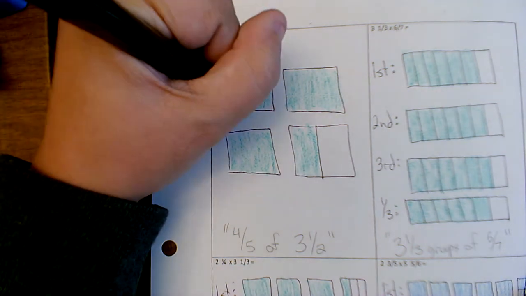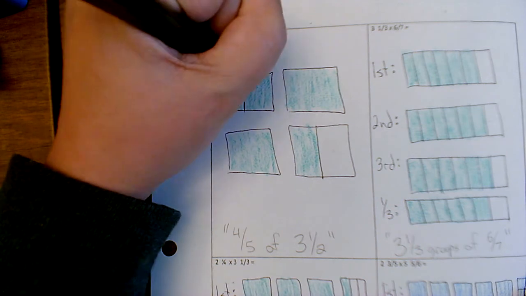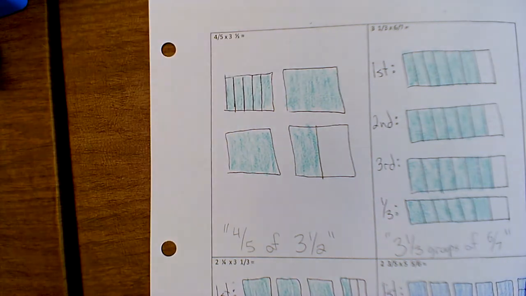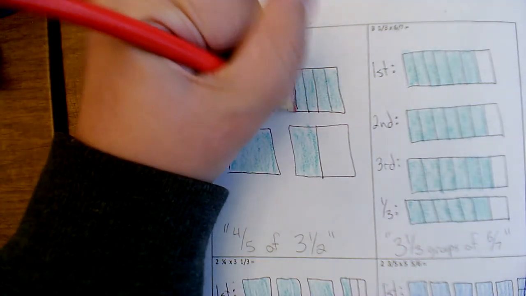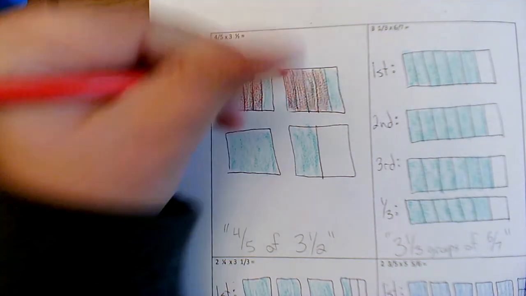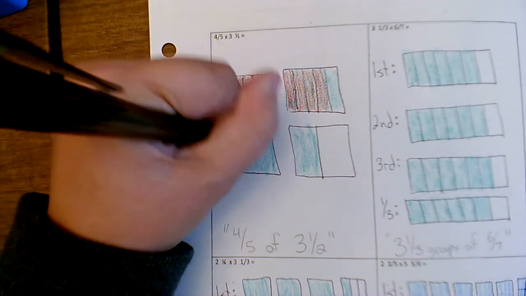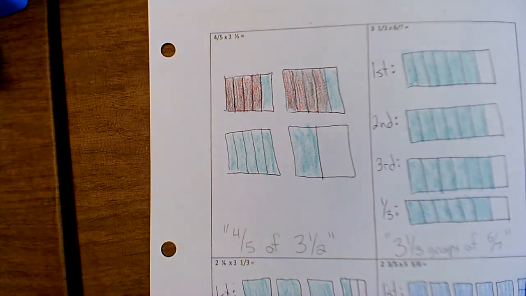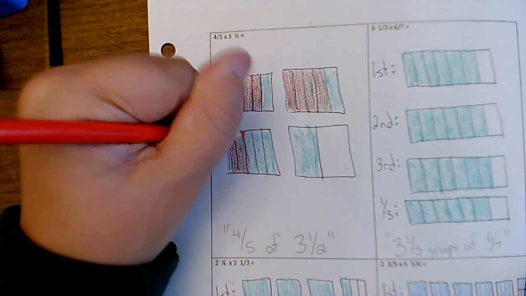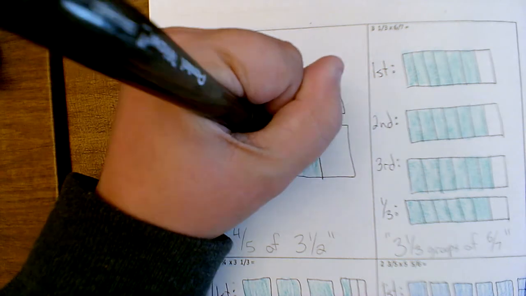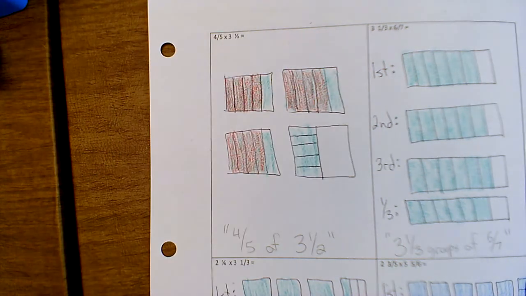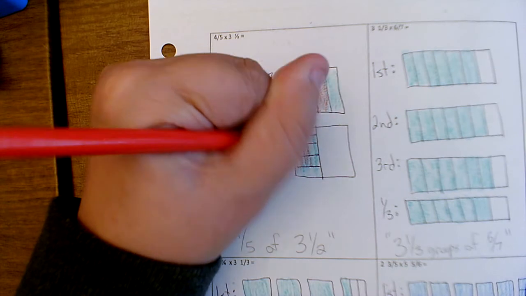So if we split these into fifths, so we take 4/5 of the first one, and 4/5 of the second one, and then 4/5 of the next one, and then 4/5 of this half. So split it into 5 pieces and take 4 of them.